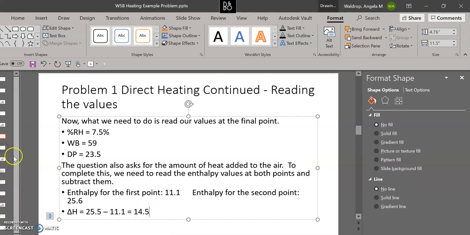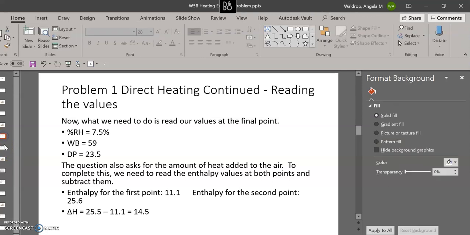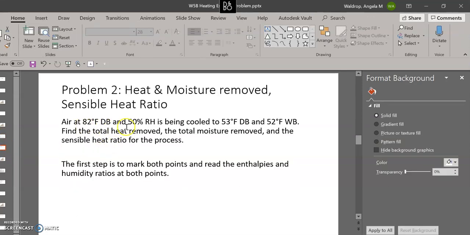Moving on to the second question, we have air at a hot temperature, 50% relative humidity, 82 degrees, being cooled to 53 dry bulb and 52 wet bulb. We need to find the total heat removed, the total moisture removed, and the sensible heat ratio for the process. The first step is to mark both points and read the enthalpies and the humidity ratios at those points.